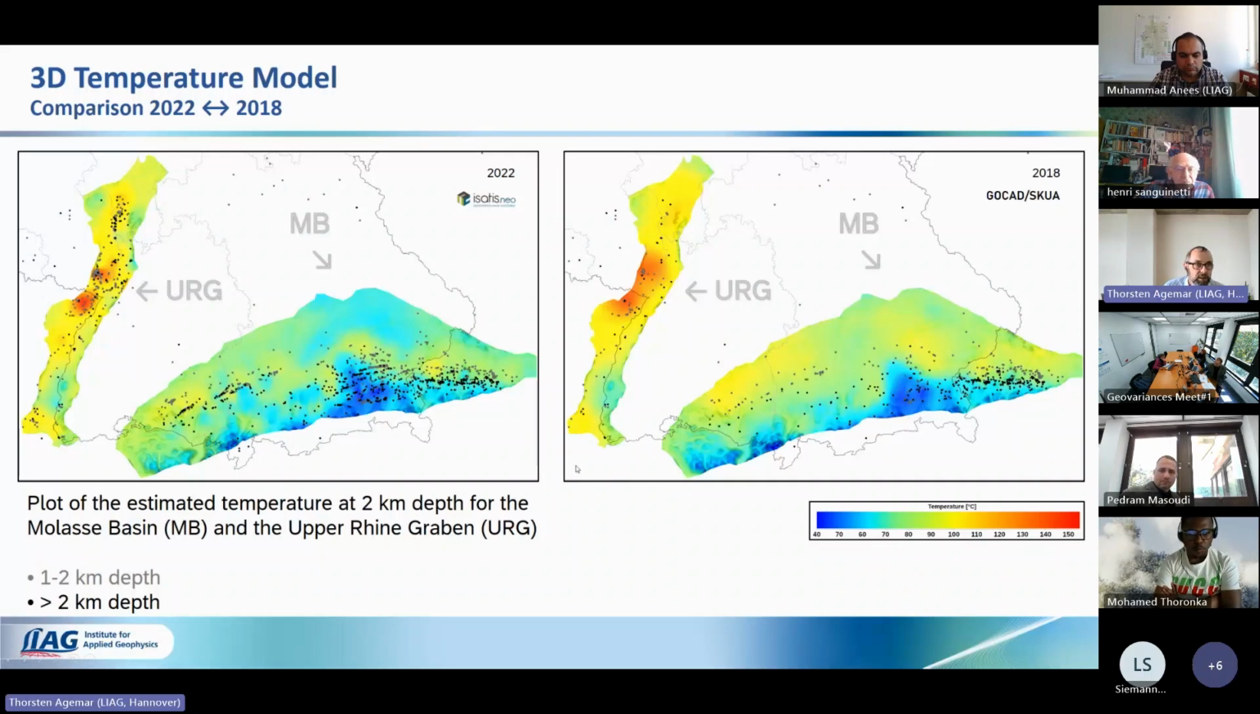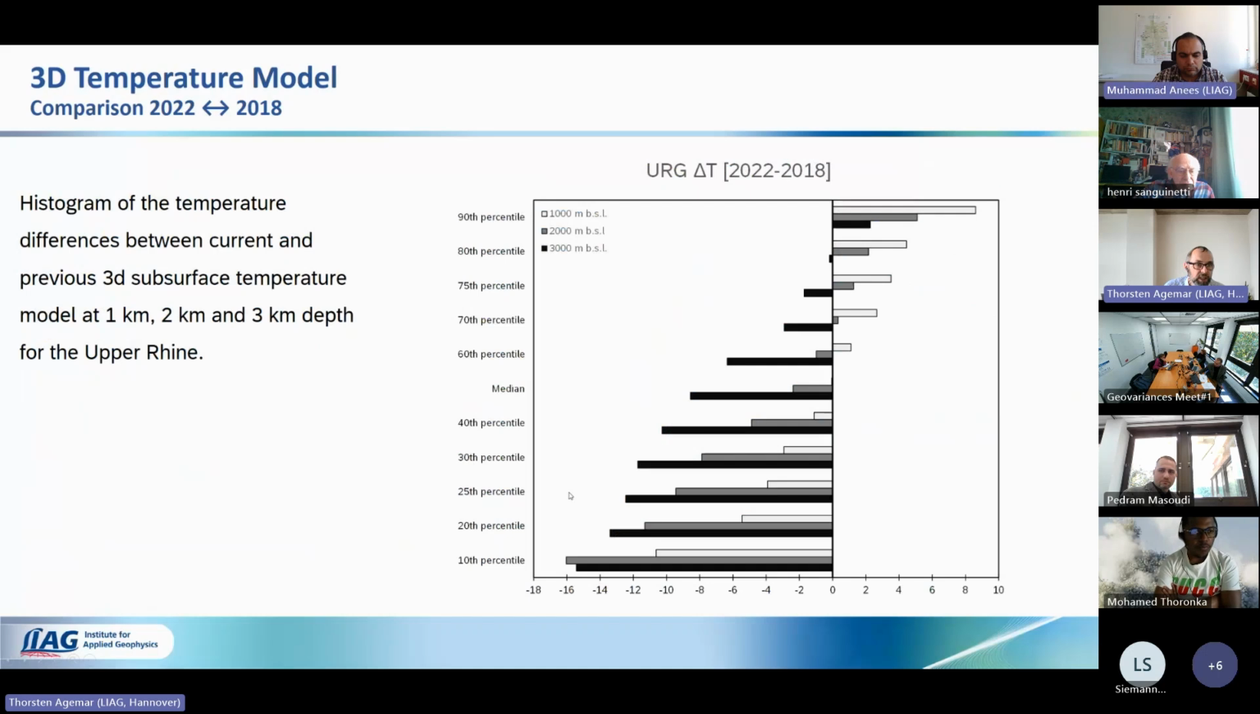Okay. And we did this also in a histogram here for the upper Rhine-Graben area. And yes, due to the fact that the positive temperature anomalies are much more confined, we see a negative deviation when we compare the two models. So the new model is a bit cooler.